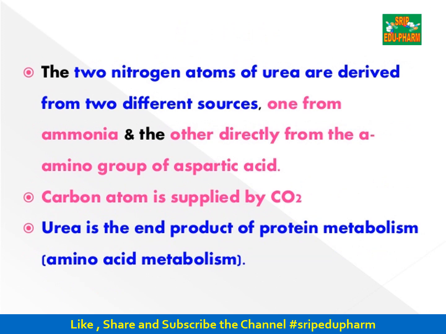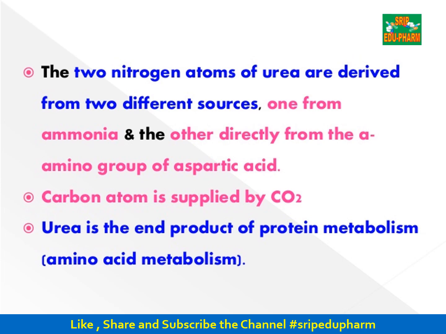The two nitrogen atoms of urea are derived from two different sources, one from ammonia and the other directly from the alpha amino group of aspartic acid. Okay, the next is the carbon atom is supplied by CO2. This CO2 we get from our TCA cycle.